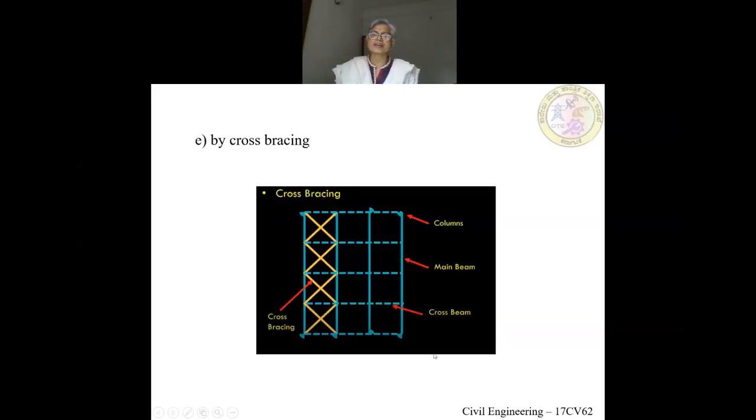And this is a plan. You can see in the corners you have columns, and the corners are connected by cross bracing. So this will avoid the lateral buckling. These are the main beams which are running in this direction, and these are the cross beams. It will avoid the deflection of the main beams as well as the cross beams when they are provided with a cross bracing like this.